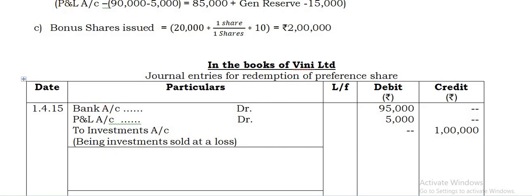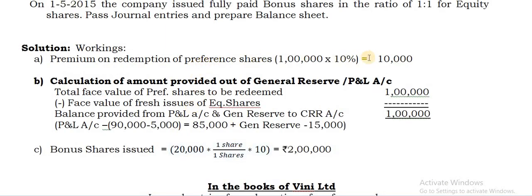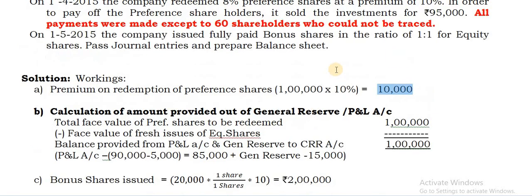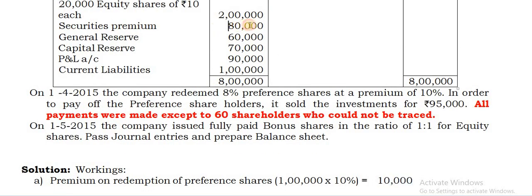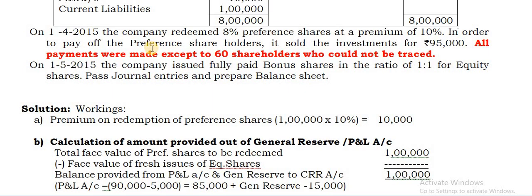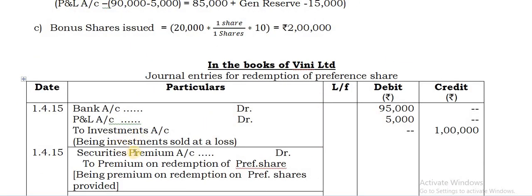Now what is the next one to take? Write on the same date. That is for securities premium. Here premium on redemption of preference shares 10,000. This is being provided out of the securities premium here. It has to be deducted from this. So securities premium account debit, give a credit to premium on redemption of preference shares. So how much is that amount? It is 10,000.